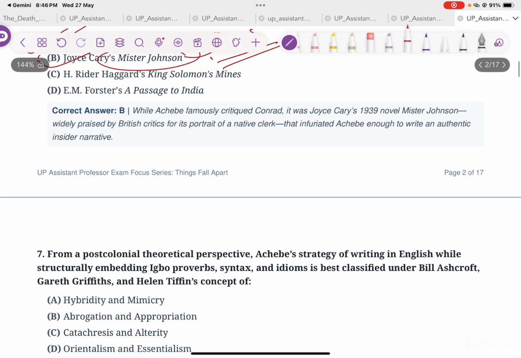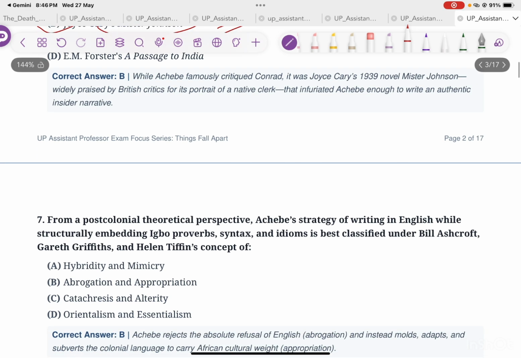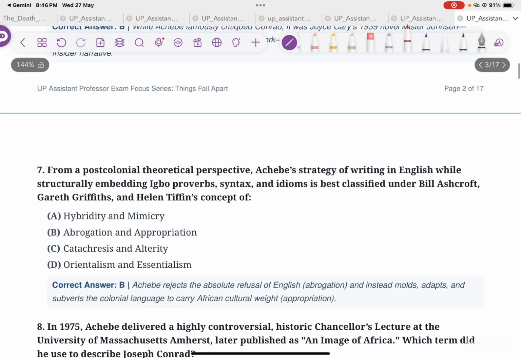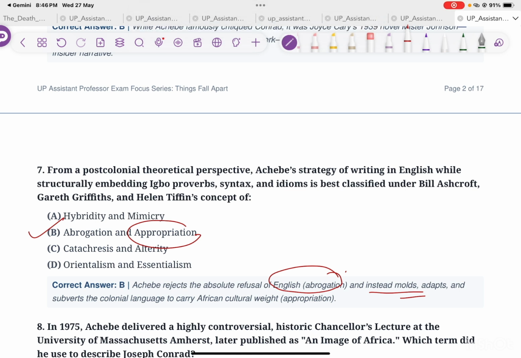From the postcolonial theoretical perspective, Achebe's strategy of writing English while structurally embedding the Igbo proverbs, syntax, and idioms is best classified under Bill Ashcroft, Gareth Griffiths, and Helen Tiffin's concept of abrogation and appropriation. So, it rejects the English, so there is an abrogation, and instead molds and subverts the colonial language to carry the African culture, which is appropriation. Basically, this concept is like using their own language to critique their own culture. So English is used to critique the Englishman.